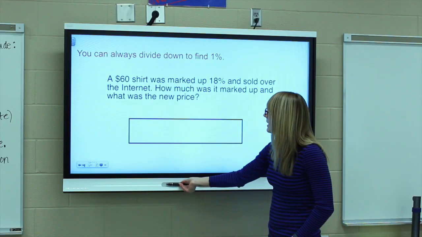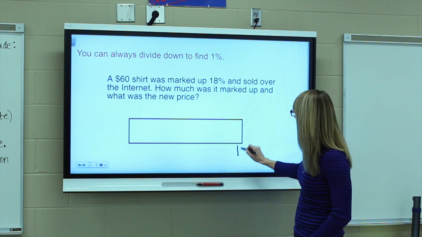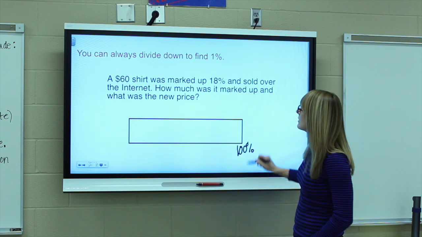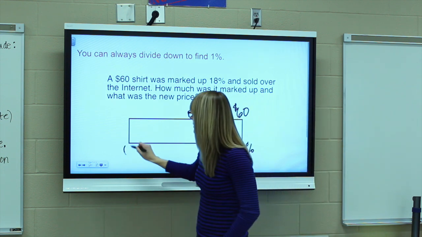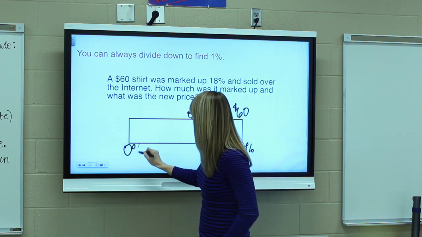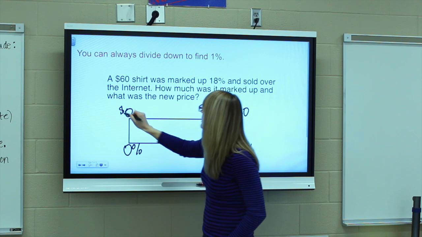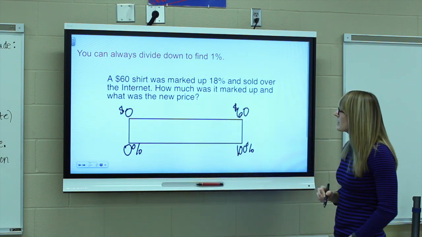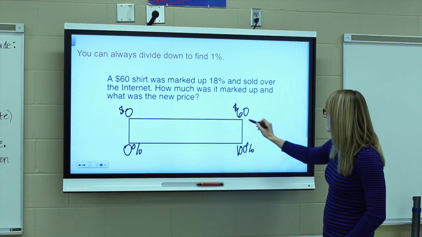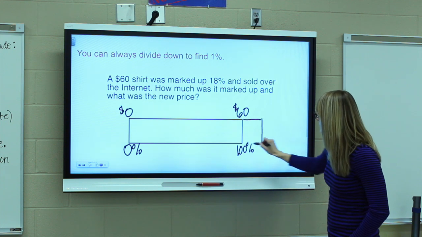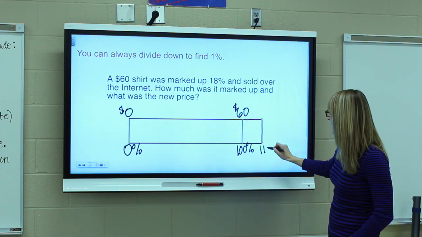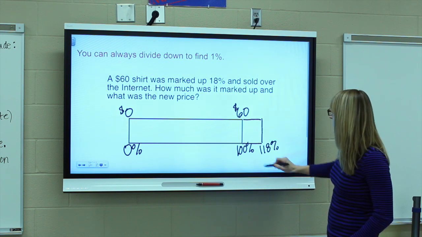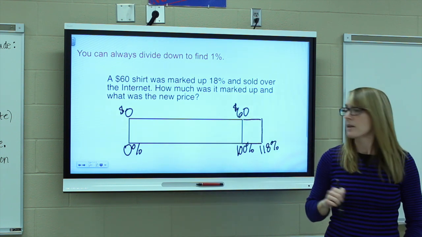So this is a lot like the last problem. We know that the price of the shirt is $60. So 0% would have been $0. And we know it's going to be marked up 18%. So the final selling price of the shirt is going to be 118% because it's bigger than the original price.